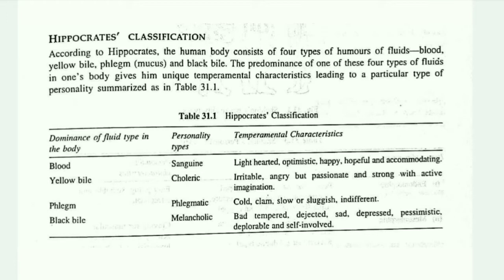If the dominant fluid is black bile, then the personality type is called melancholic, and this person's temper is very much bad. He is bad tempered, always dejected and remains depressed and not optimistic. He is rather pessimistic and deplorable, self involved. So based on body fluid, Hippocrates has classified personality into four types.